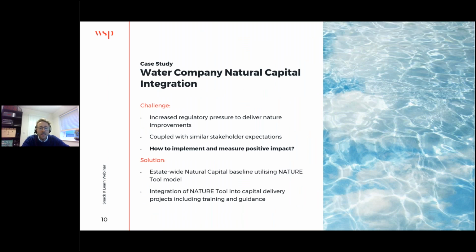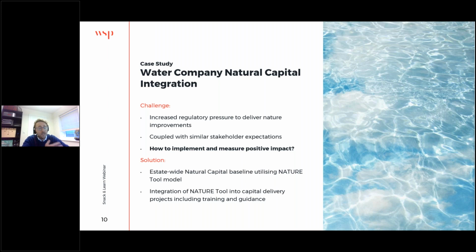So as a case study today, I want to talk about a water company here in the UK, where we implemented the natural capital approach. UK water companies face increased expectations and pressure from the regulator, called Ofwat, to deliver wider environmental benefits in terms of ecosystem services beyond clean and reliable water. And the water company made, for example, a commitment to the regulator to assess natural capital across 100% of its estate by 2025.